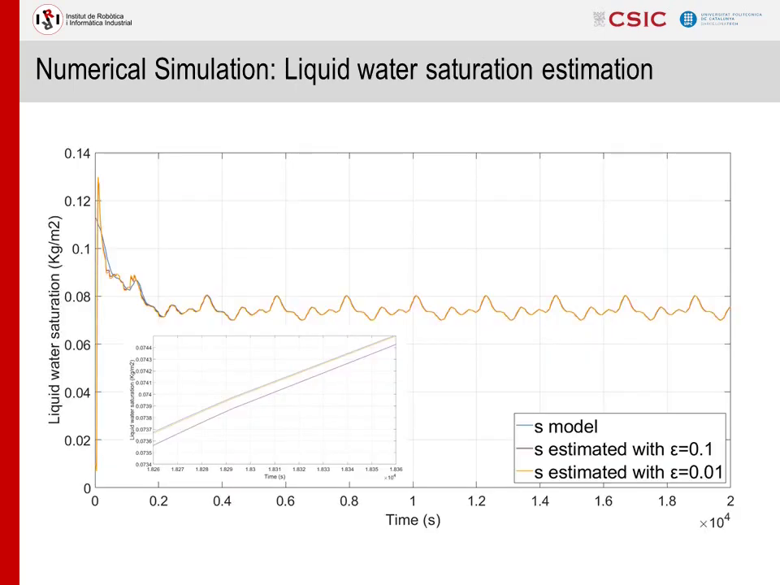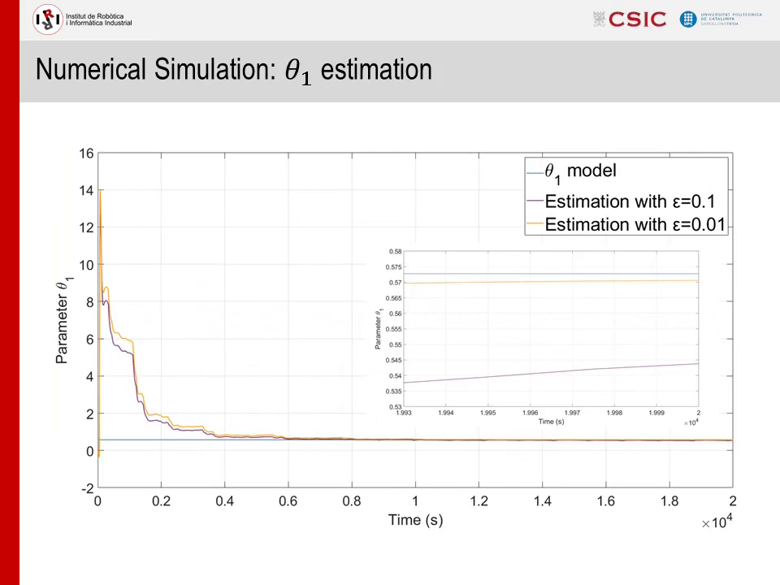In this figure it is depicted the true evolution of the fuel cell liquid water saturation in blue and the estimation of two high-gain-based adaptive observers with two different design parameters epsilon. As it can be seen, both observers converge to a bounded estimation error, but the ultimate bound is reduced in the case of lower epsilon. A similar result is obtained for the estimation of the first unknown parameter.